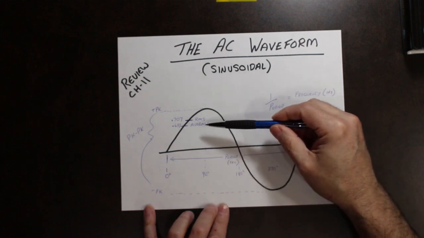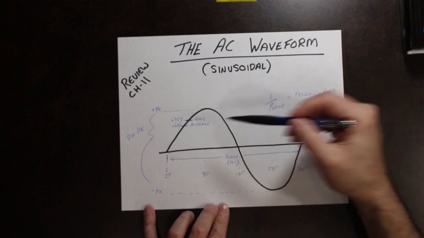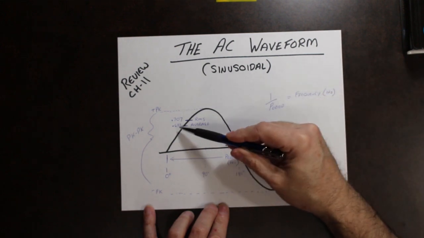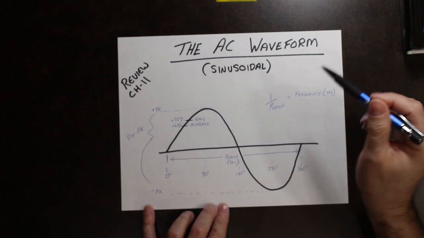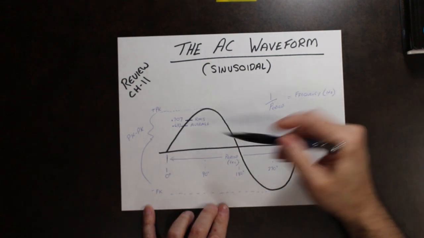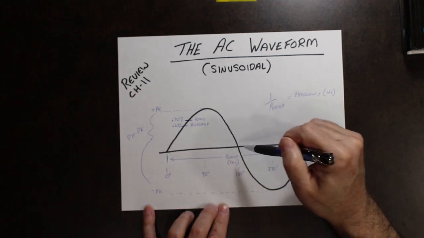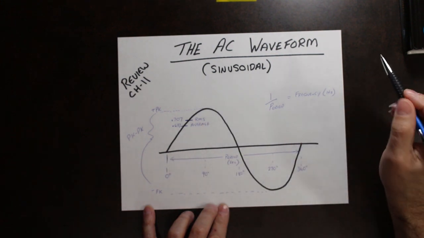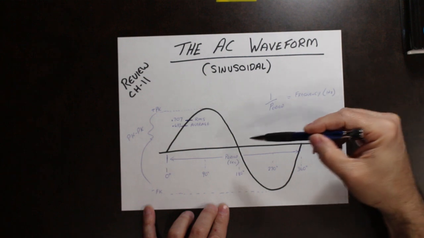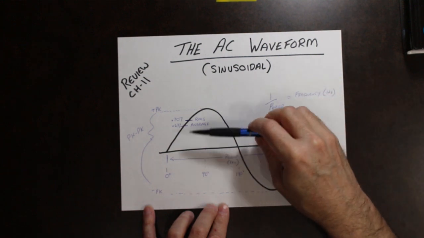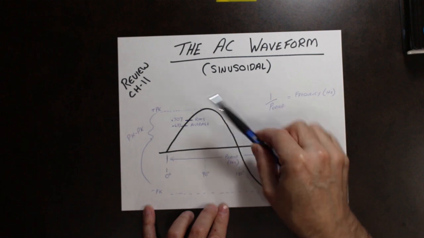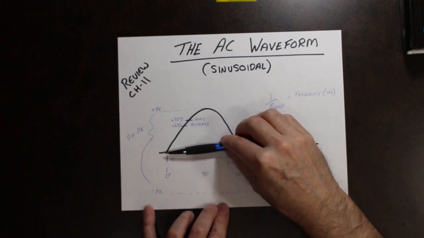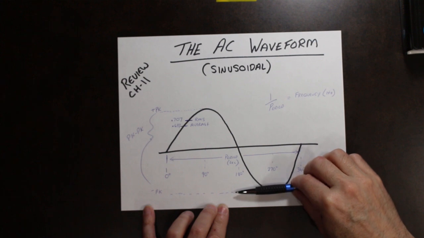There are two other measurements that are important in our AC waveform. One is what's known as the average. If you actually took the average of this waveform, it would be 0, because we have the same amount going positive as we do going negative. But the average in this waveform is actually only taken from the bottom side, or one side of the waveform. So either the top side or the bottom side.